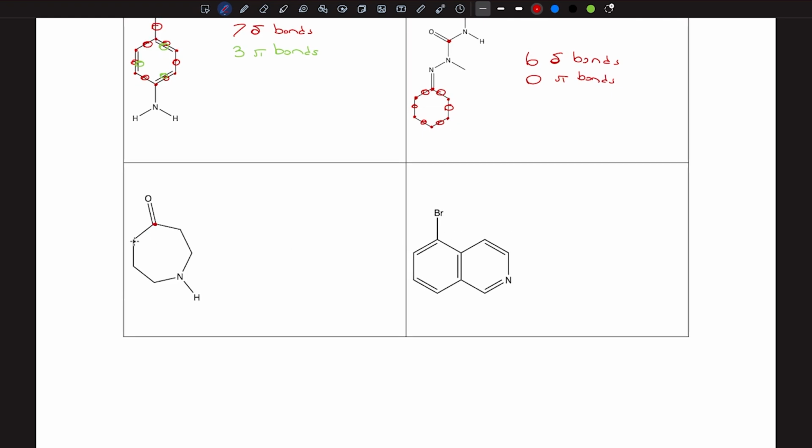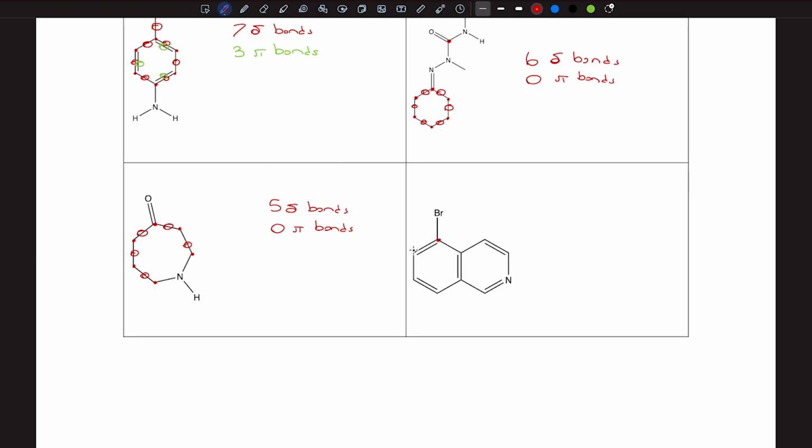Same strategy for the next problem. Going to mark down all our carbons. And again, I only see single bonds between our carbons, no pi bonds. And so I count 1, 2, 3, 4, 5 sigma bonds and 0 pi bonds.